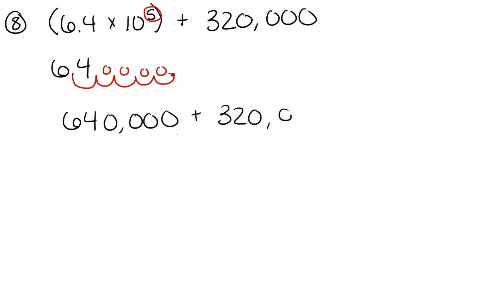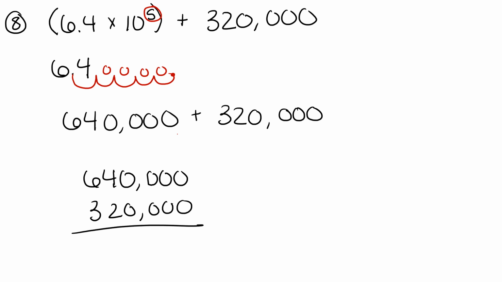The 320,000 is already ready to be added. So we're going to line up our numbers, starting with our zeros. Notice the zeros in the back form a straight line. Adding zeros, they just stay 0. 4 plus 2 is going to give us 6. 6 plus 3 is going to give us 9, for an answer of 960,000.